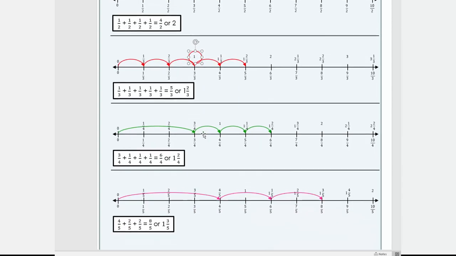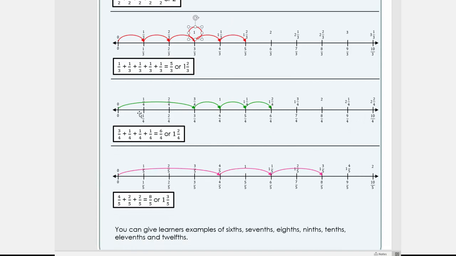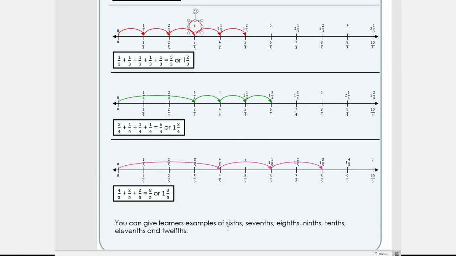So what I want you to do now is pause and then do this one where we add quarters and we add fifths together with the child or your learners by explaining it. So you first look at the number sentence, explain it on the number line, and then you do the next one. Then the next activity is where you're going to count, or work in 6s, 7s, 8s, 9s, 10s, 11s, and 12s.